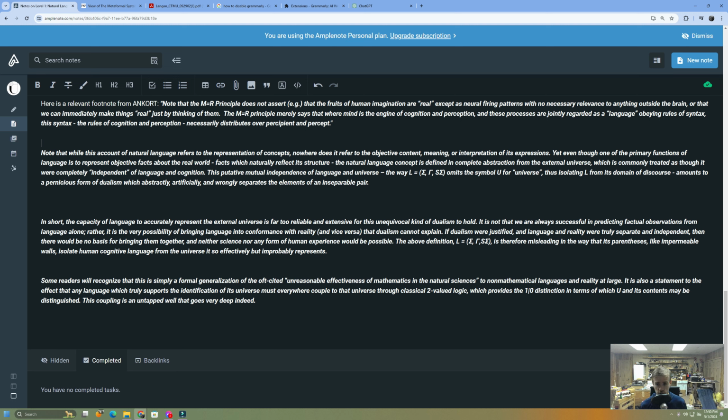If dualism were justified, and language and reality were truly separate and independent, then there would be no basis for bringing them together, and neither science nor any form of human experience would be possible. The above definition, L equals sigma, gamma, and S of sigma, is therefore misleading in the way that its parentheses, like impermeable walls, isolate human cognitive language from the universe it so effectively, but improbably, represents.